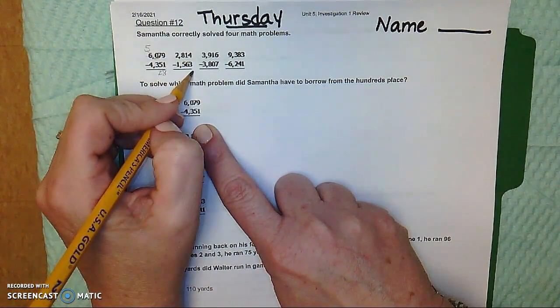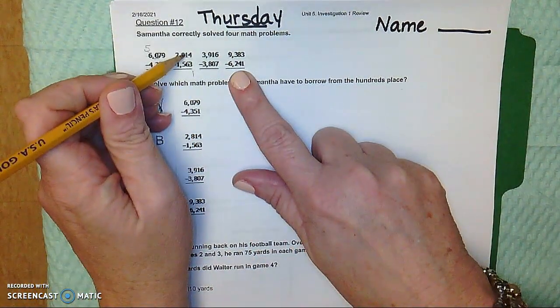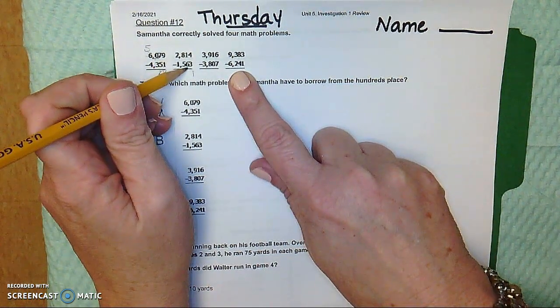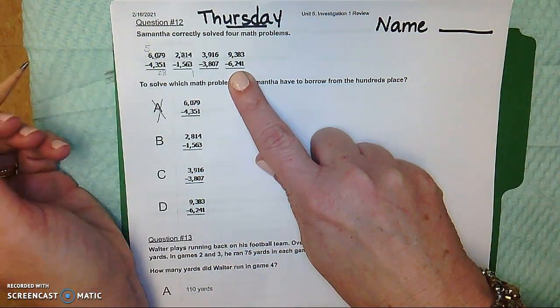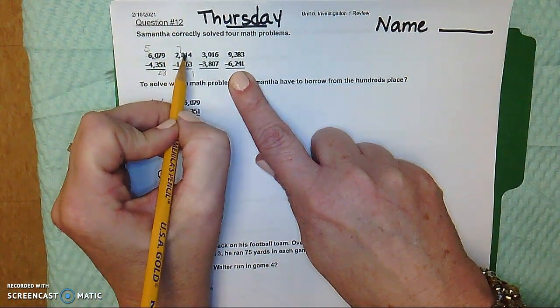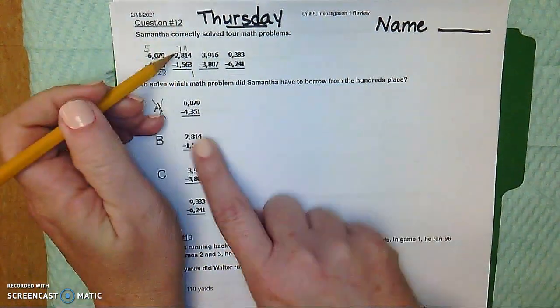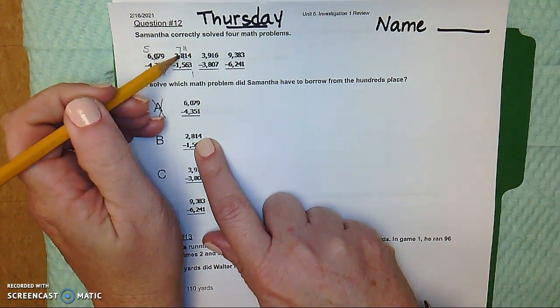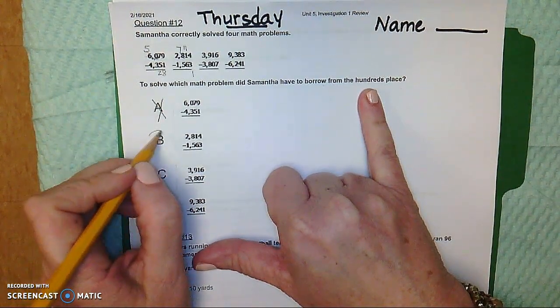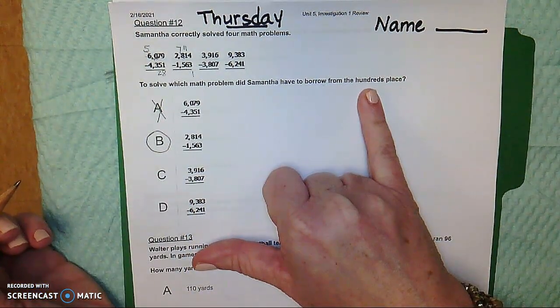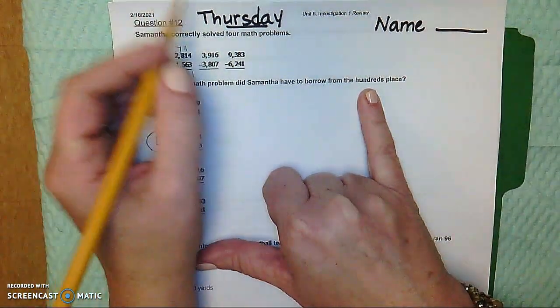4 minus 3 is 1. And then we have 1 minus 6 in the tens place. And I can't do that. So I have to go over to the hundreds and borrow 1 and make that a 7 and make that an 11. So did I take one from the hundreds place? Yes, I did. So B is potentially the right answer. Let's go and check these as well.